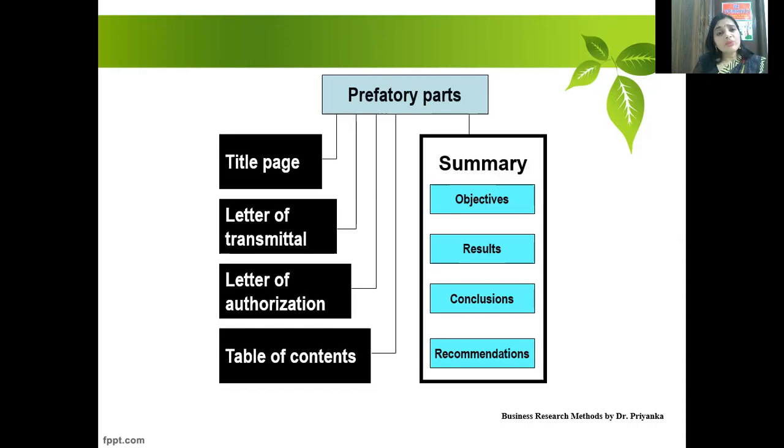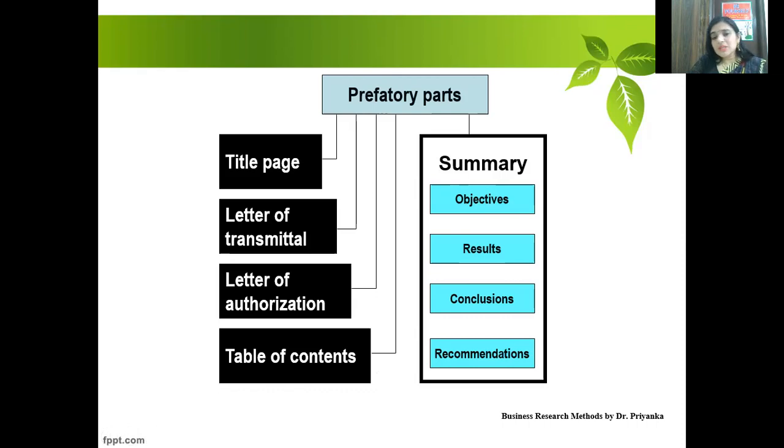Then third would be providing all the figures used in the reports along with their page numbers, so that it becomes easy for a reader to find whatever he or she wants to find in the report, right? Then the last part of prefatory parts is summary.